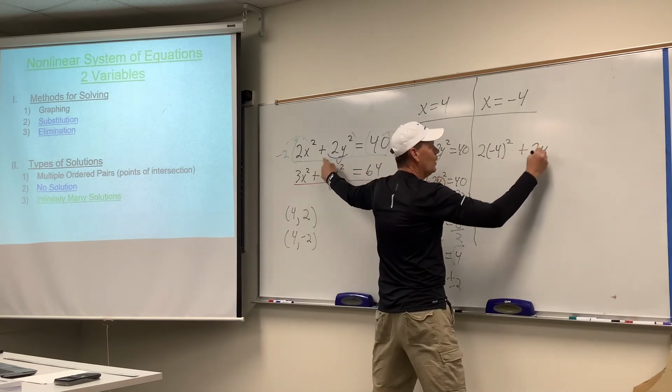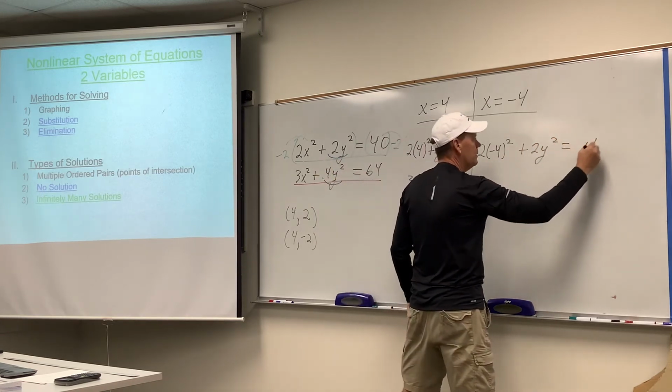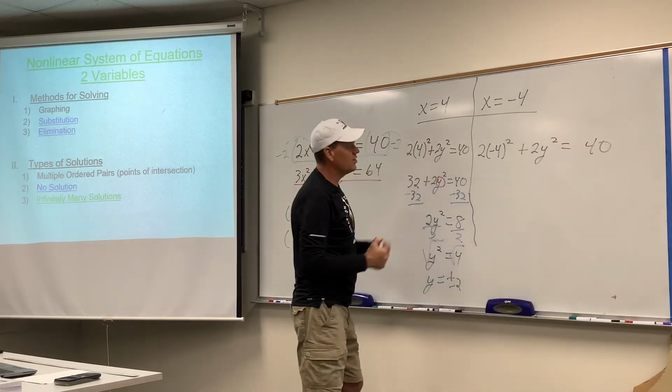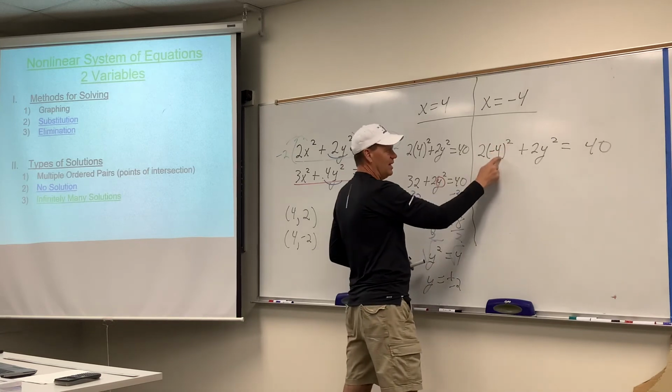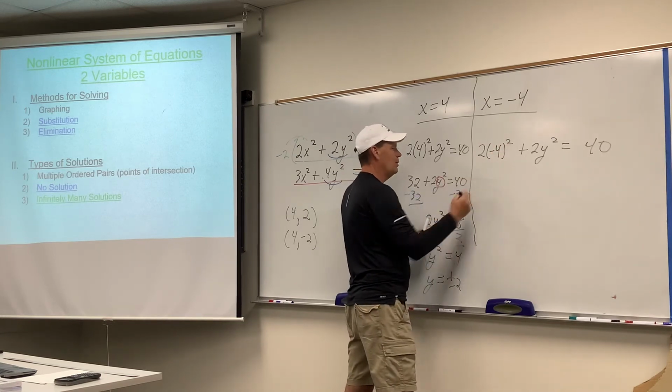Plus 2y squared equals 40. Same thing, solve for y. Well, let's clean up the numbers here. Negative 4 squared is 16. 16 times 2 is 32.